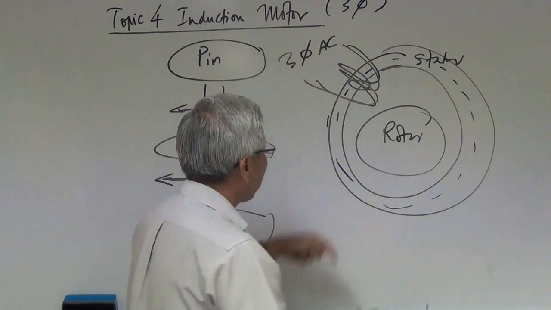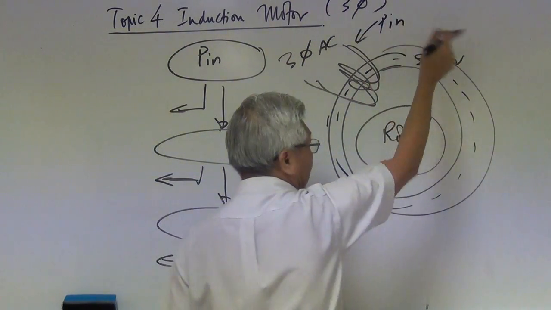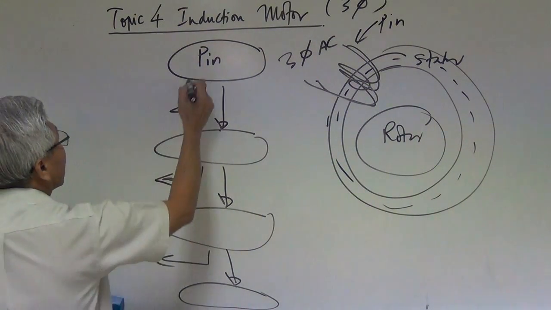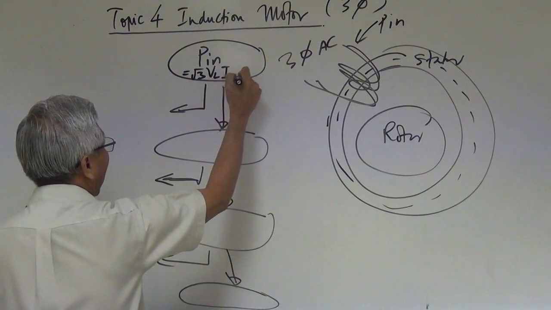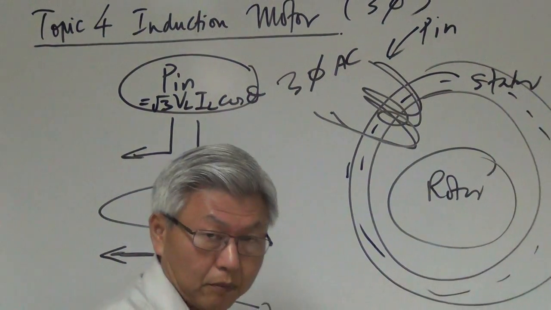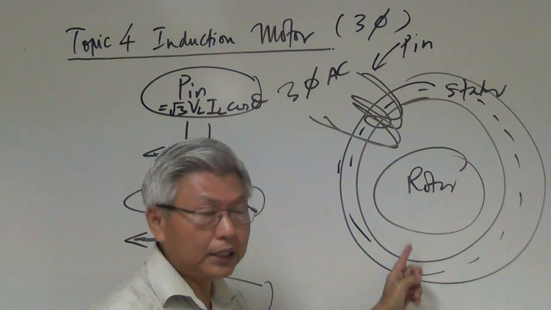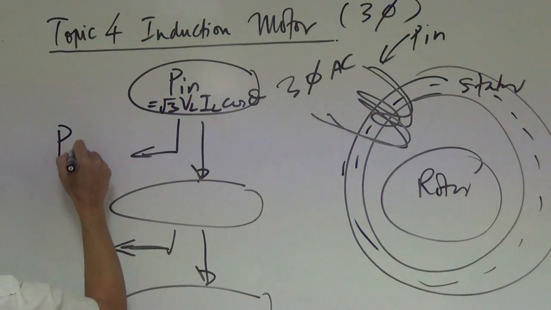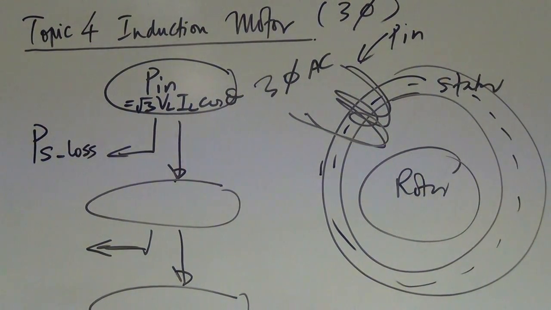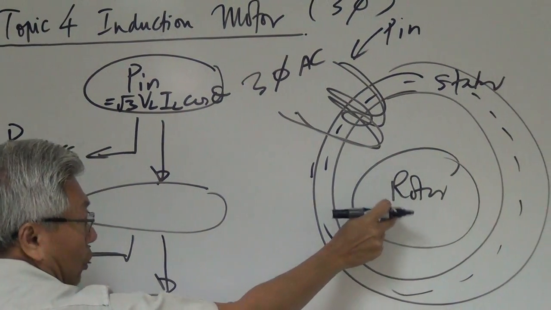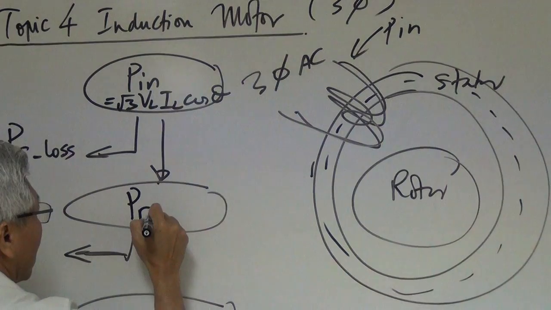So the first power, the input power, goes to your stator, okay? And what is the formula for input power? That is equal to square root 3 VL IL cosine theta. Right? Now, this is the stator. So there are losses that happen in the stator, right? In terms of heat loss, eddy current loss, and so on and so forth. And this we call the stator loss. So taking the input power minus the stator loss, the power left behind will go to the rotor. So that we call the rotor input power.